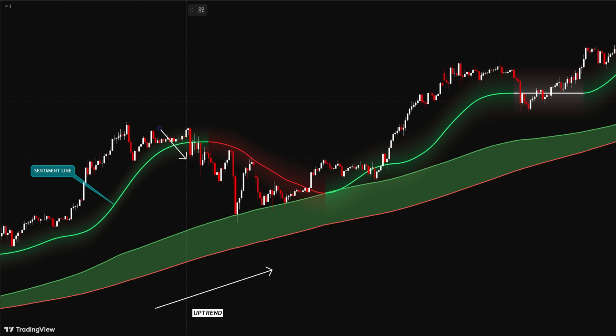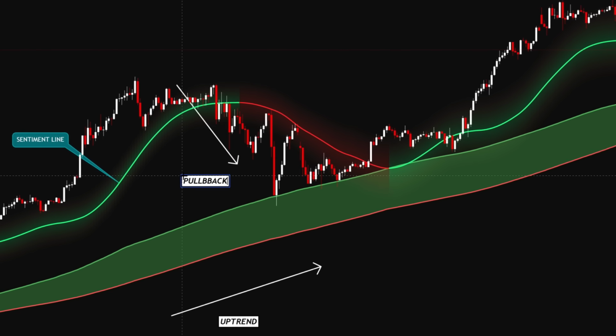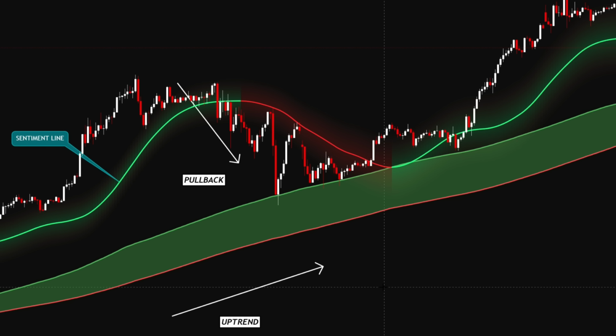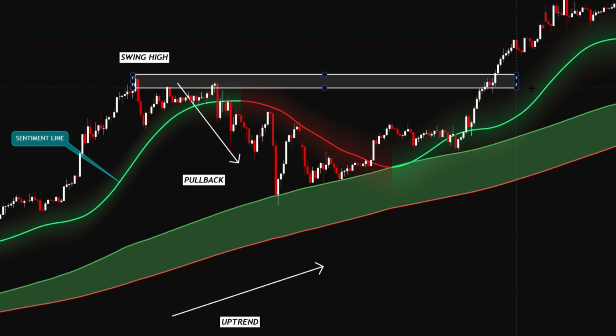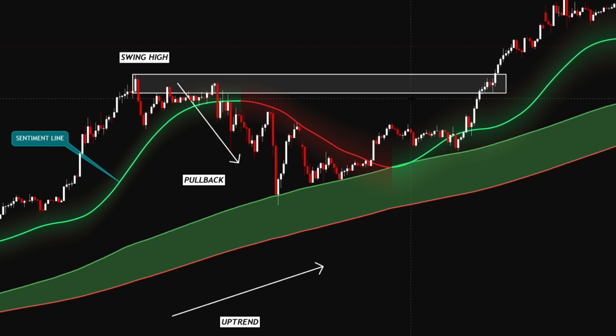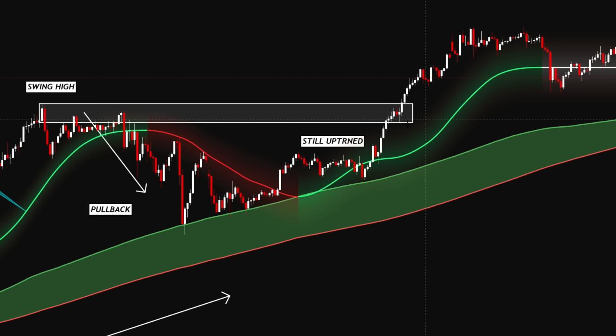Now we wait, no chasing. Price pulls back and dips below the sentiment line. This is where impatient traders enter early. We don't. Instead, we mark the most recent swing high. This level matters because it's where buyers previously failed. Now watch. Price moves back above the sentiment line and breaks that swing high. That break is the trigger.